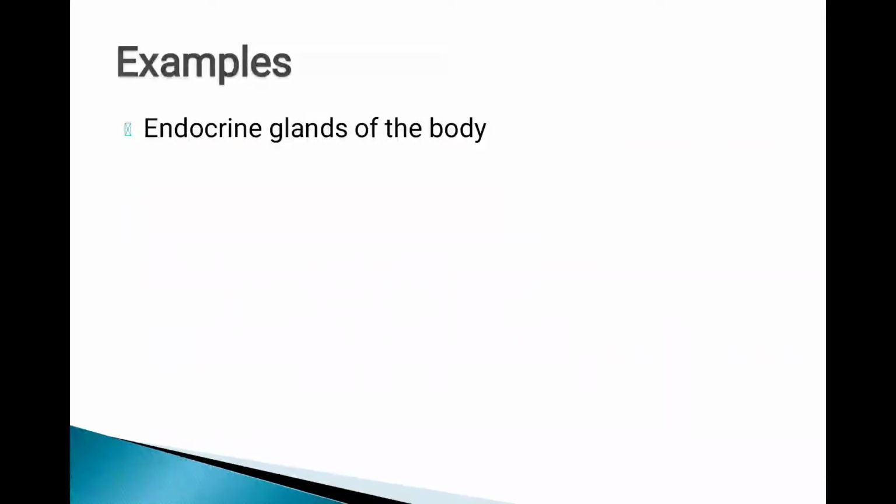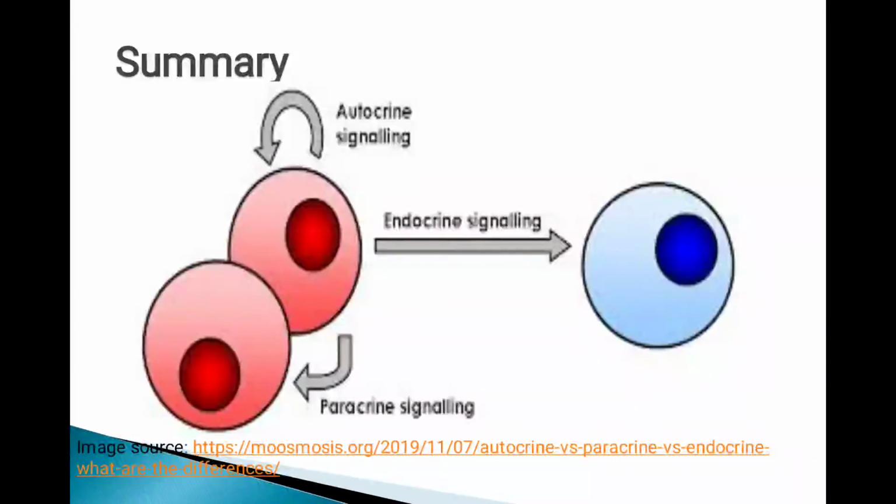Examples for endocrine signaling are all endocrine glands in our body, like the pituitary, pancreas, adrenal gland, thyroid gland, parathyroid gland and gonads. So these are all examples for endocrine signaling.